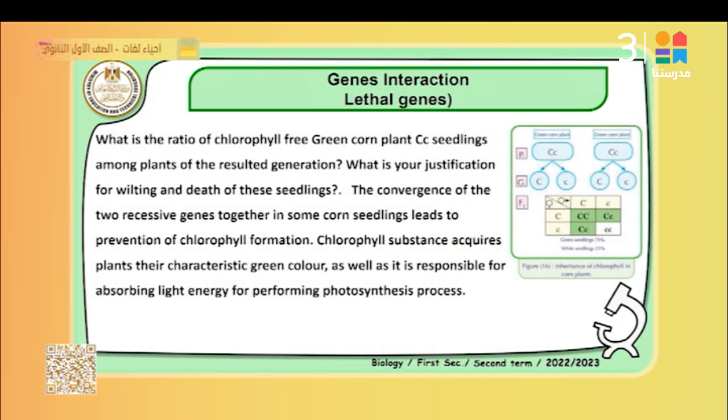What is the ratio of the chlorophyll-free seedling, capital C small c, among the planting of the resulting generations? What is your justification for the wilting and death of this seedling? The convergence of the two recessive genes together in some corn seedlings prevents the formation of chlorophyll. Chlorophyll gives plants their characteristic green color, and it is responsible for absorbing light energy for performing the photosynthesis process.